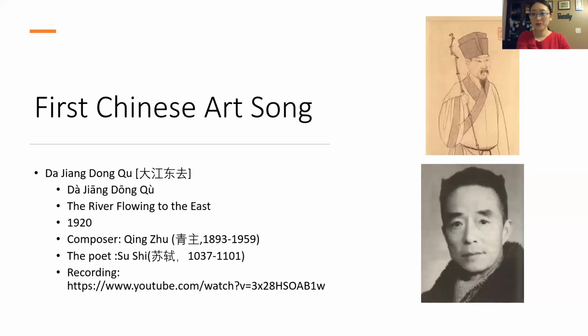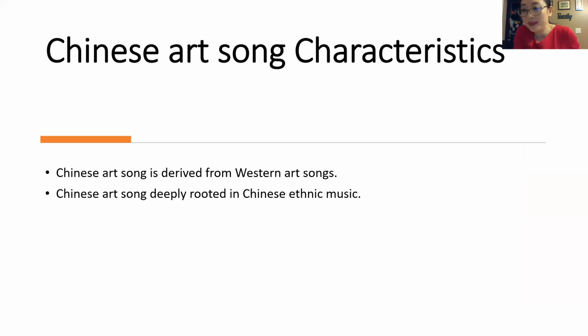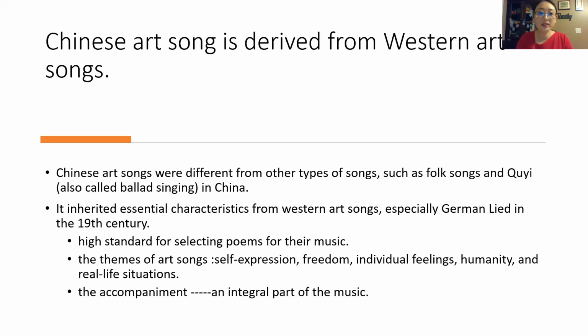Okay, this is a very beautiful song, and now you have listened to a little bit of Chinese art song. What characteristics does Chinese art song have? First, it is derived from Western art songs. That makes Chinese art songs different from other types of songs like folk song and qu-yi, also called ballad singing in China. And it inherited essential characteristics from Western art songs, especially the German Lied of the 19th century.